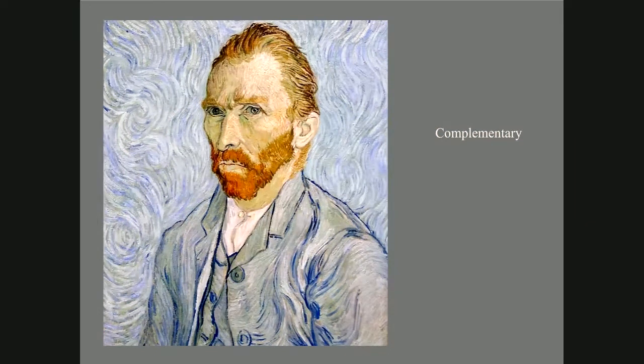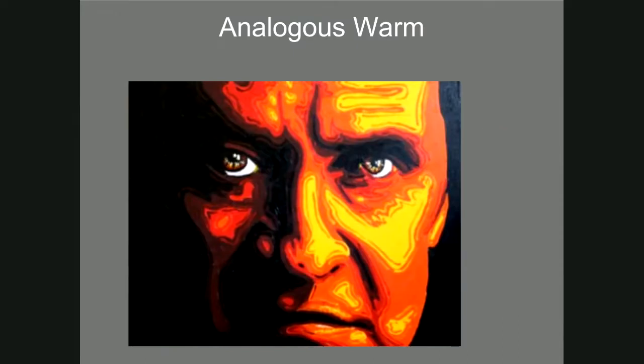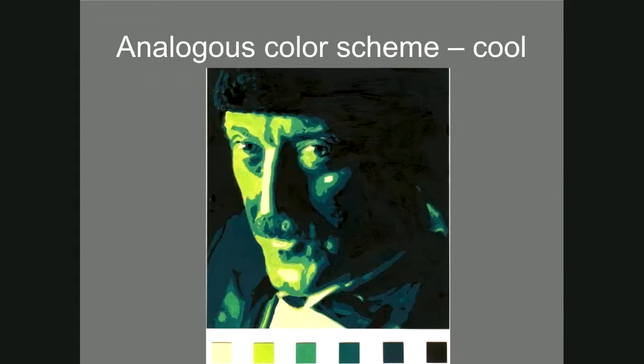So to me, it's really heartbreaking to see that kind of conflict from the outside world with just the idea of complementary colors. Here's an analogous color scheme. So those are using colors side by side on the color wheel. And this is the warm side. And then here's using the cooler side, the greens and yellow greens and blue greens.